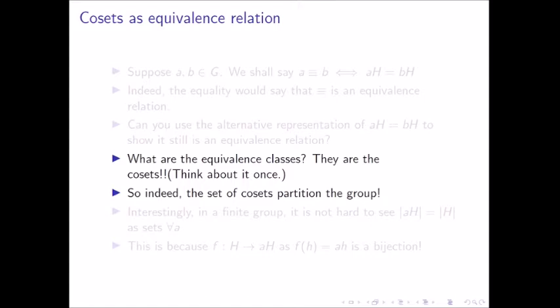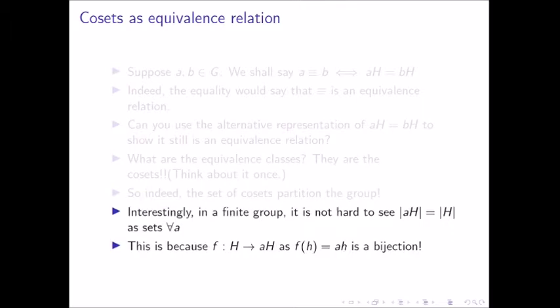But again, what's interesting over here is this time all the equivalence classes have the same size. Consider the bijection from H to AH, the coset of H, as f of small h is equal to A times small h. This turns out to be a bijection. f of h1 is equal to f of h2 if and only if A h1 is equal to A h2, which is if and only if h1 is equal to h2 by the cancellation law.